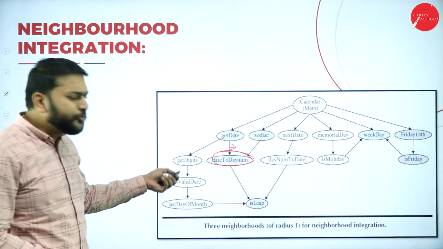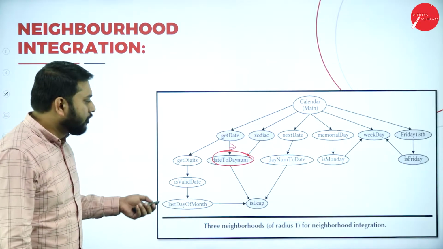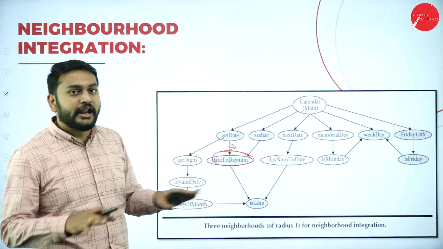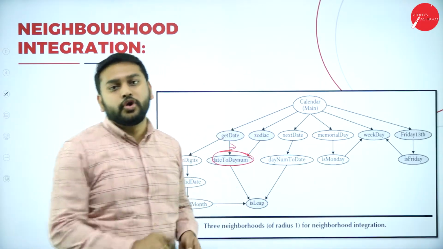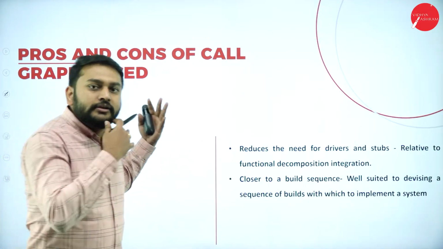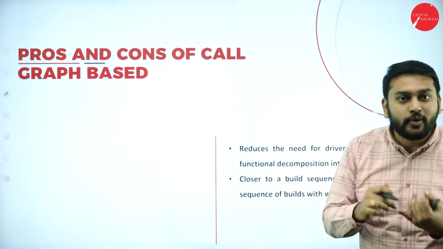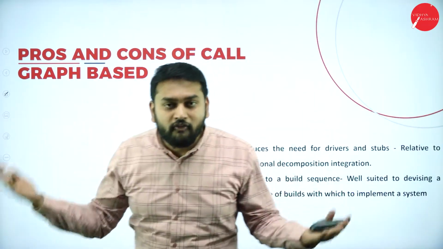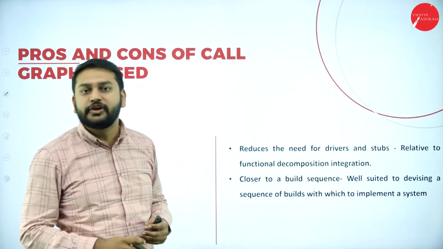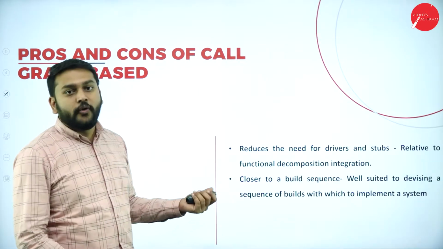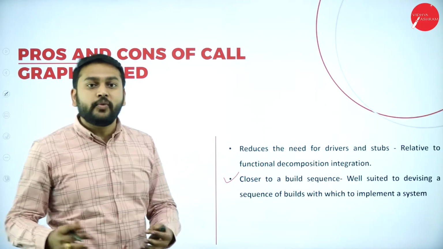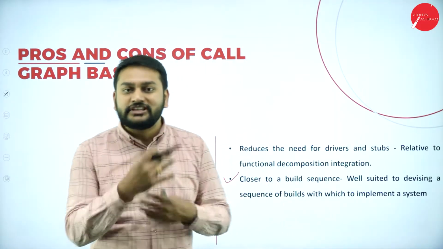Hope you understood what exactly a neighborhood is all about. For this is a neighborhood. Whatever you are able to see in the grayish color is depicting the neighborhood. That's what you need to remember here. So fine, let's understand why I need this. Again, as I told you, pairwise and neighborhood integration will help me reduce the usage of stubs and drivers. That's a major point that you need to remember. Moving forward, this neighborhood integration will help me when I'm building the sequence. So I have the series of builds.